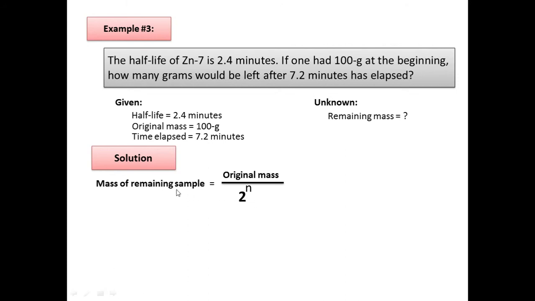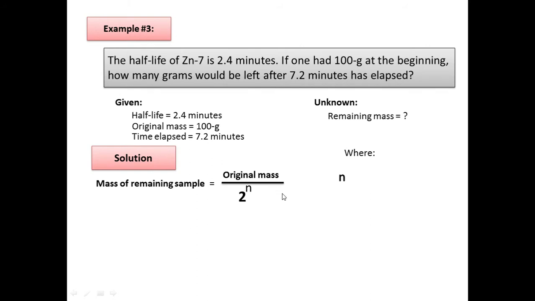Now, meron tayong original mass. Given ang original mass natin, this one, pero ito yung hinahanap natin ngayon. Remaining mass. Given ang original mass, pero ang hindi given dito is yung n. So we have to find n first before we get the mass of remaining sample in this problem. Now to solve that, let us first, yes, we have to find first what is the value of n.